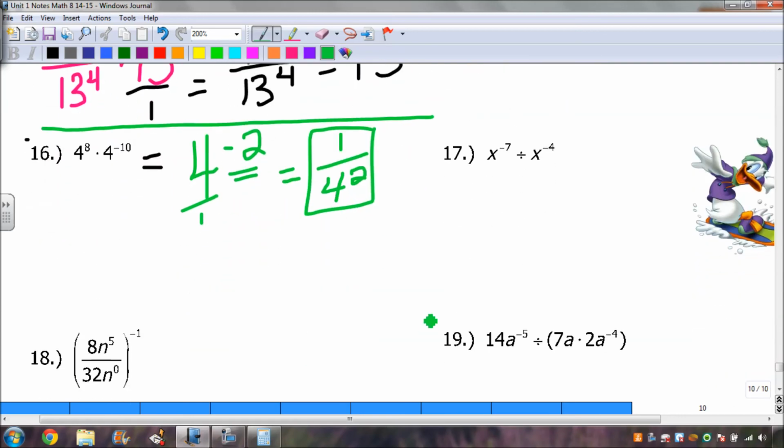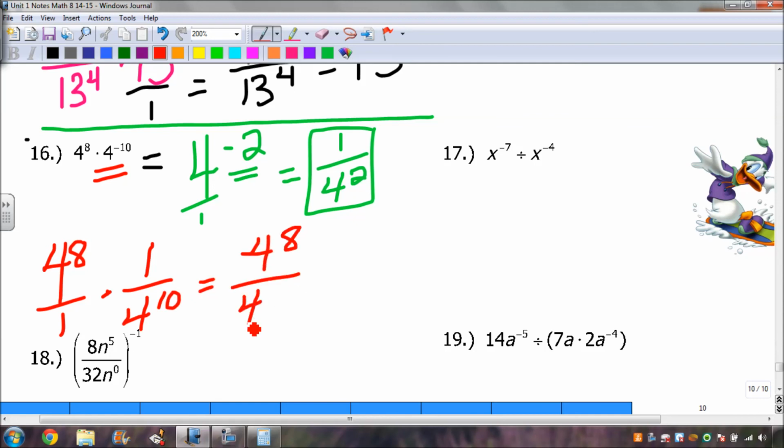All right, another way to think about it is as follows. 4 to the 8th power can just stay as 4 to the 8th power over 1, and then this becomes the reciprocal, so it's times 1 over 4 to the 10th power. So you end up getting 4 to the 8th power over 4 to the 10th power. And now I want you to think about this in a slightly different way. When you are dividing, you're just canceling factors out. So on the top in the numerator, you have 8 4s being multiplied together, okay? And in the denominator, you have 10 4s being multiplied together.